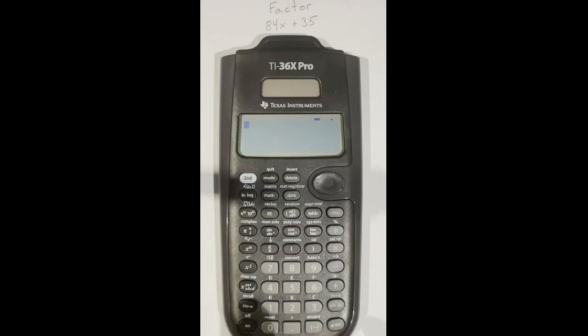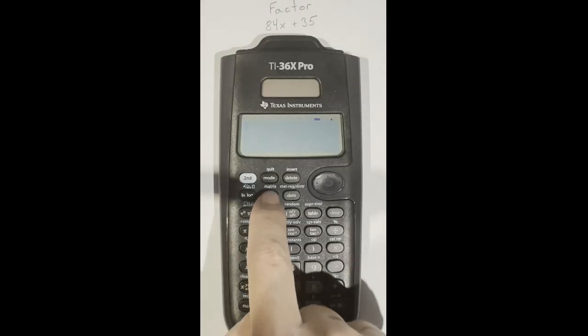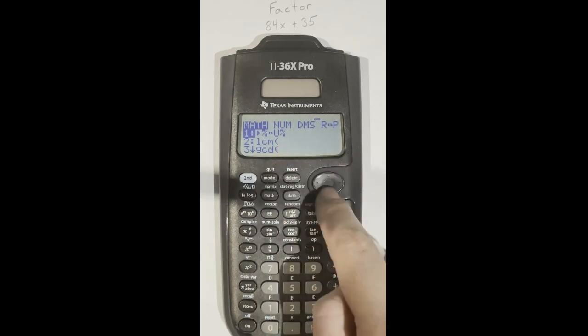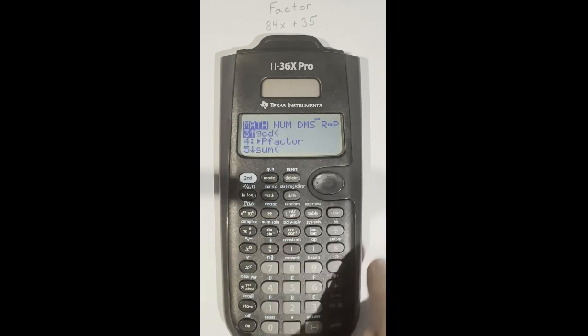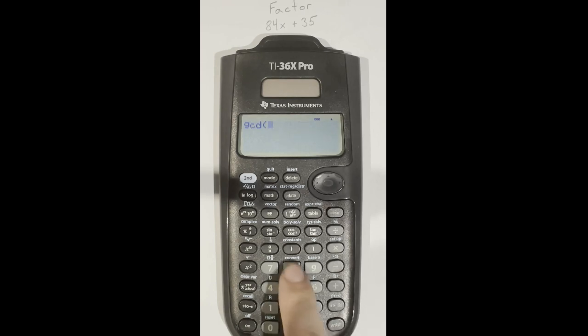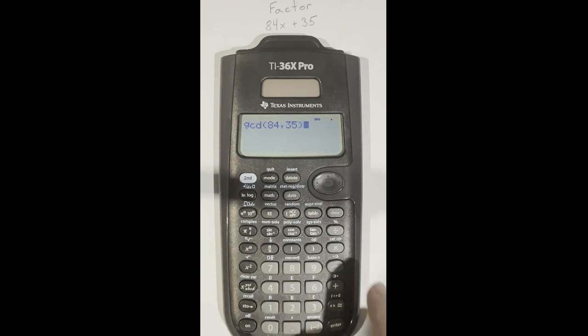We can do this on the TI calculator as well. We're going to go to math. We have our basic computations. Then we have lowest common multiple, greatest common divisor, prime factorization, sum, products. Great, let's use greatest common divisor. I'm going to hit 84. Now I need a comma, so let's hit second, comma, 35, and bracket. There it is, 7.